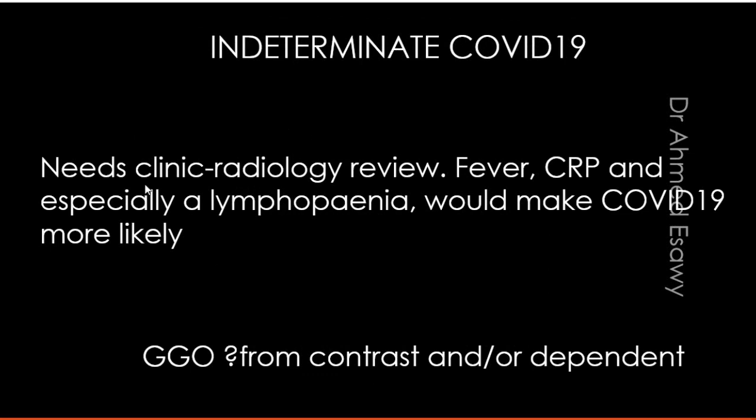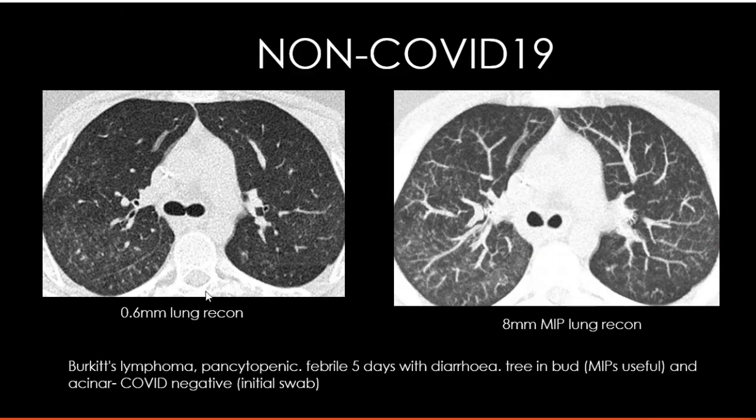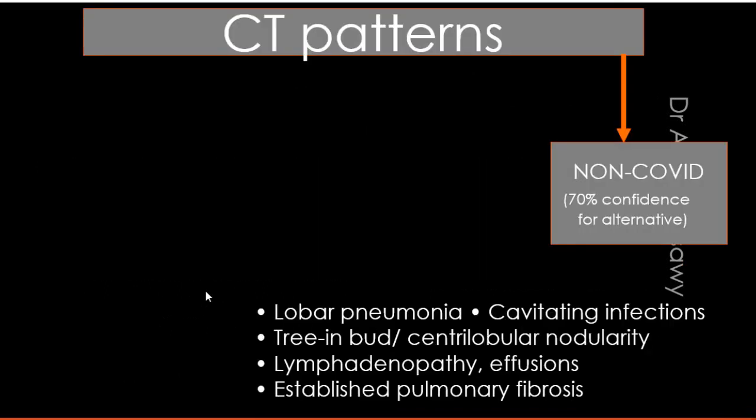Indeterminate COVID-19 needs clinical or clinico-radiological review. Fever, CRP, and especially lymphopenia would make COVID-19 more likely. Ground glass opacity is differentiated from normal tissue contrast and or dependent physiological changes. Last CT pattern is non-COVID: no COVID, no corona infection.